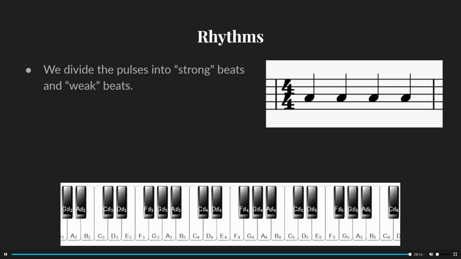One of the things that we innately do when we're listening to a beat is divide these pulses into strong beats and weak beats. Say in this measure right here where we have four beats in a measure, we're going to find that the first beat and the third beat are the strong ones and the second and fourth are the weak ones. So you can hear every four dings, signifying the strongest one of the four. And then the third one is also strong. And so when we're on this one, that's also another of the strong beats.